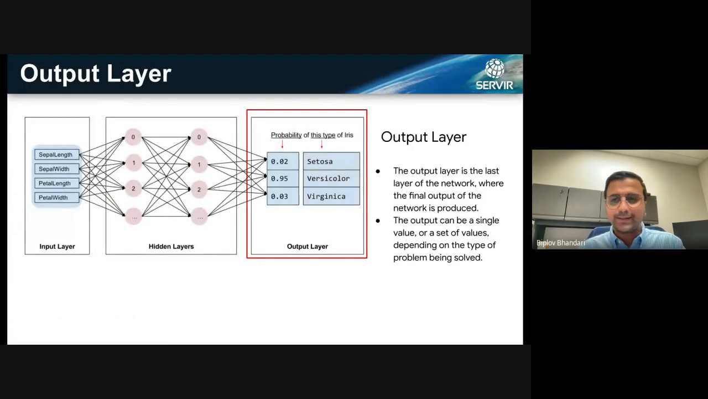The last layer here is the output layer. So the output layer is where the final output of the network is produced. We're looking at the iris flower data set here, and in this case, the output layer is a probability. So if you sum these, it equals 1. It's providing a probability that that particular input belongs to a certain class. So in this case, based on the input layer, the network is telling us that it's very likely that this particular input is a versicolor flower.